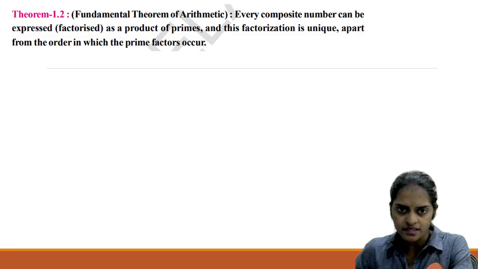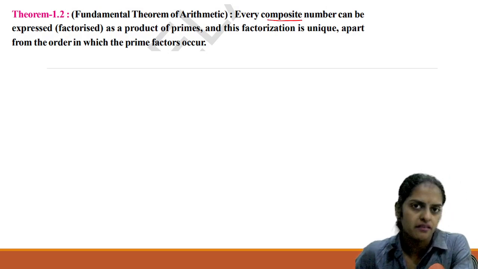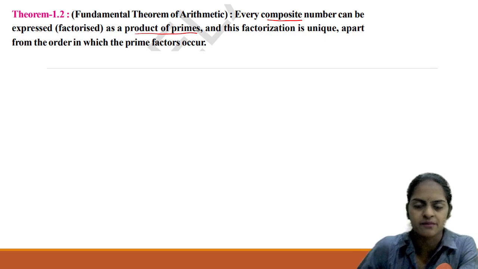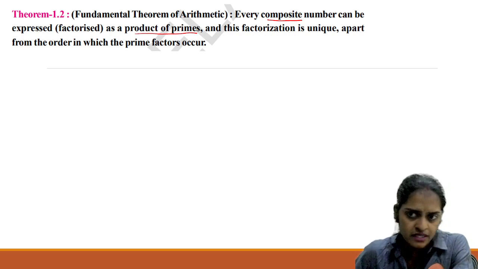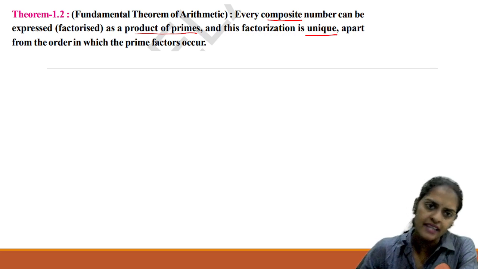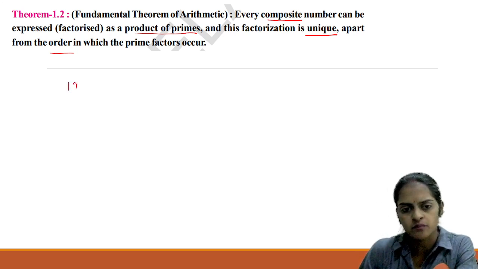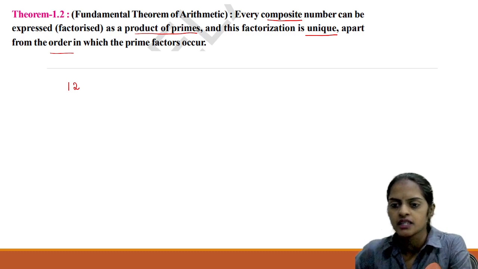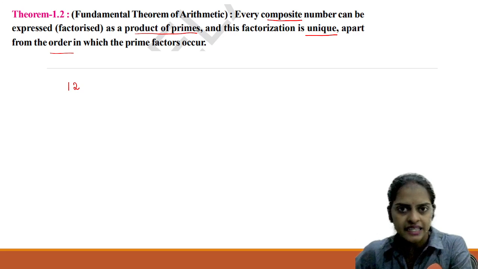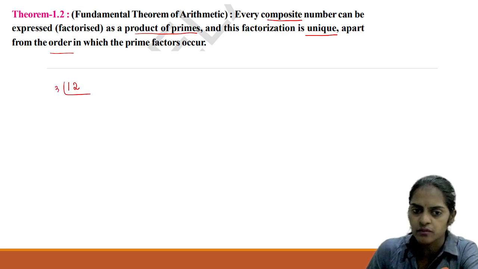Now proceeding to the next concept, the fundamental theorem of arithmetic. Very simple. It tells you that whenever you have a composite number, that composite number can be prime factorized. You can express it as a product of prime numbers. And the most important thing is that the prime factorization is unique, and the order of the prime numbers can be different. Very simple thing. Suppose I take the number 12. Is 12 prime or composite? It is definitely a composite number. So if I ask you to prime factorize this composite number, some of you might take 3 as the first number.